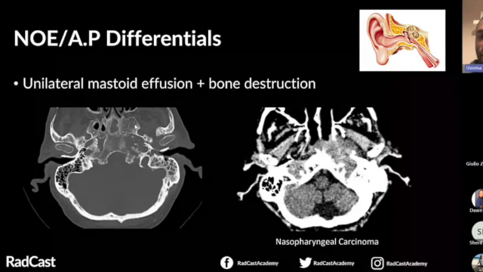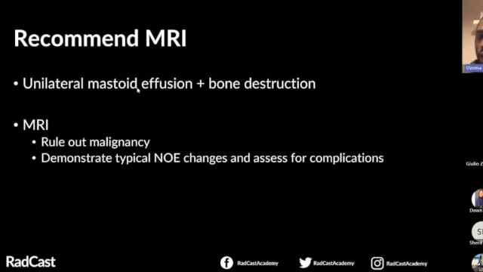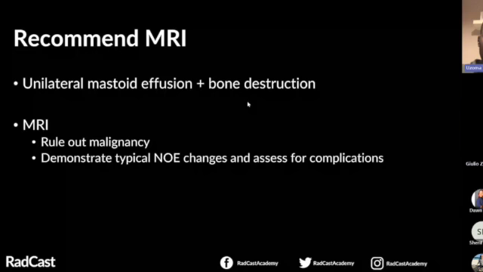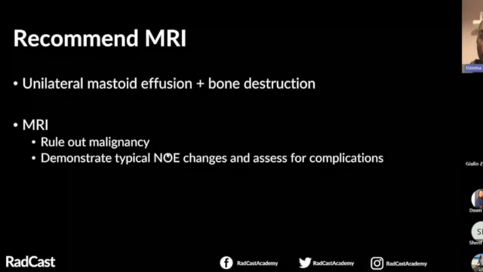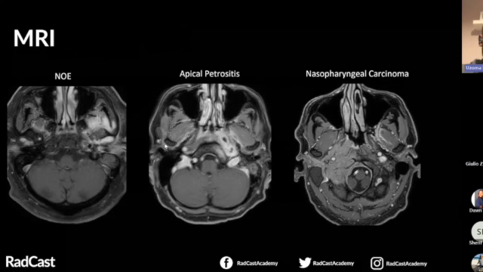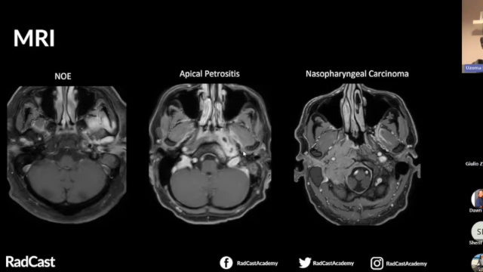So if you do have a mastoid effusion with bone destruction and maybe some nasopharyngeal soft tissue thickening, recommend an MRI because you want to rule out malignancy, and also it's easier to demonstrate some of the typical changes of some of these infective processes, particularly necrotizing otitis externa, which has a very typical appearance on MRI. So this is just as a matter of interest. This is what NOE looks like on MRI.